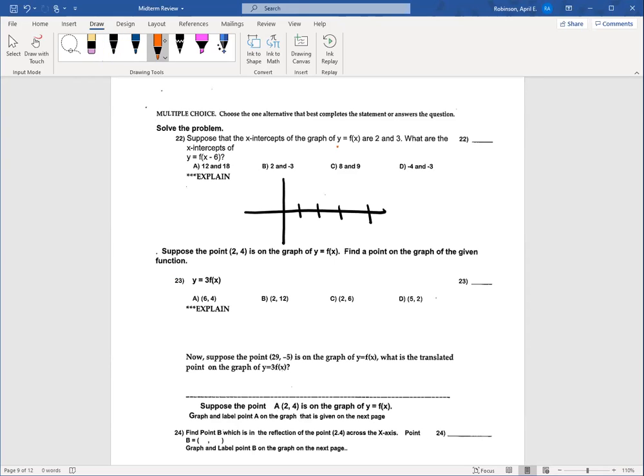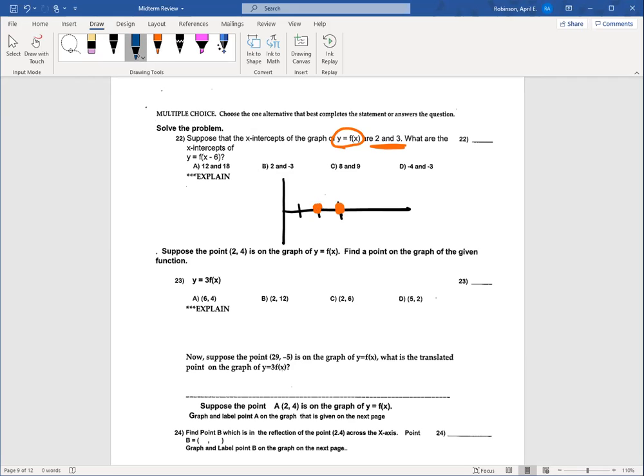Okay, right now, whatever my f of x function is, it's crossing at 2 and 3. I don't know what it looks like, but I know it crosses here and here. Okay, that was 2 and 4, April. Get it together, man. 2 and 3, all right?